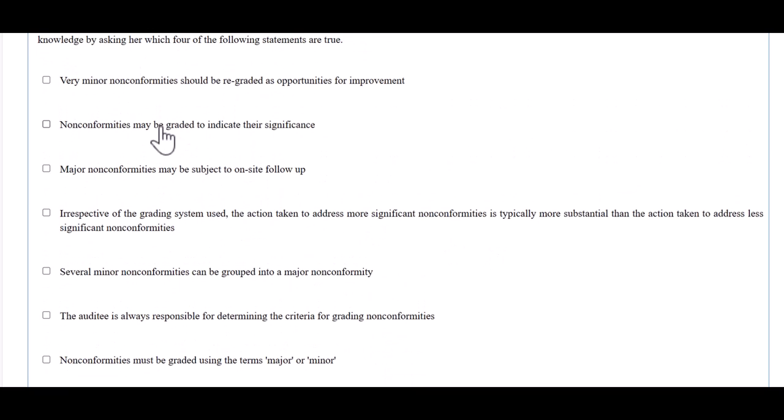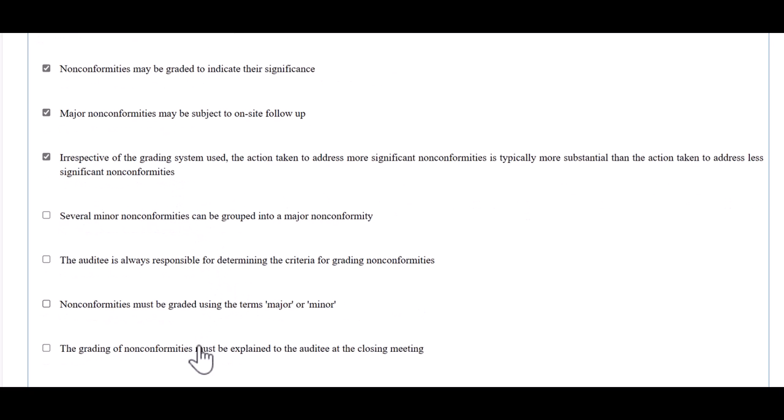Option 7, nonconformities must be graded using the terms major or minor. Option 8, the grading of nonconformities must be explained to the auditee at the closing meeting. The correct answers are option 2, option 3, option 4, and option 8.